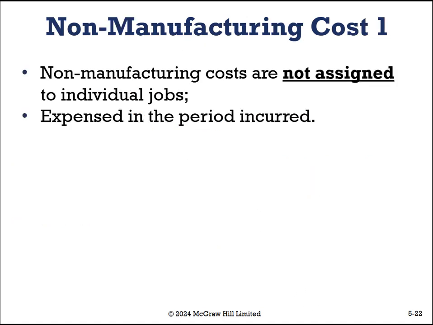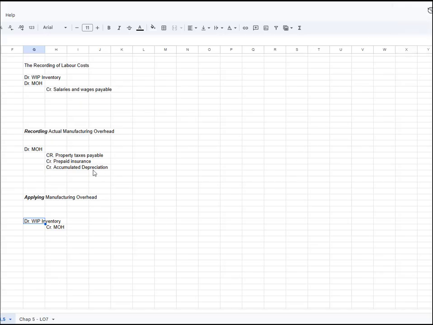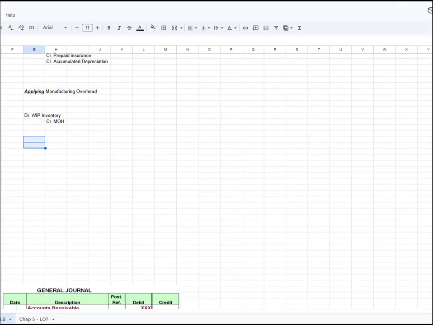Okay, so we are also going to have non-manufacturing costs that are not going to be assigned to individual jobs. That's because they're not manufacturing costs, they're not product costs, they're not assigned to the jobs, so they're going to be expensed in the period incurred. And for a full demonstration, because we did all the journal entries before, let us continue with showing some examples of journal entries. This should be nothing new.